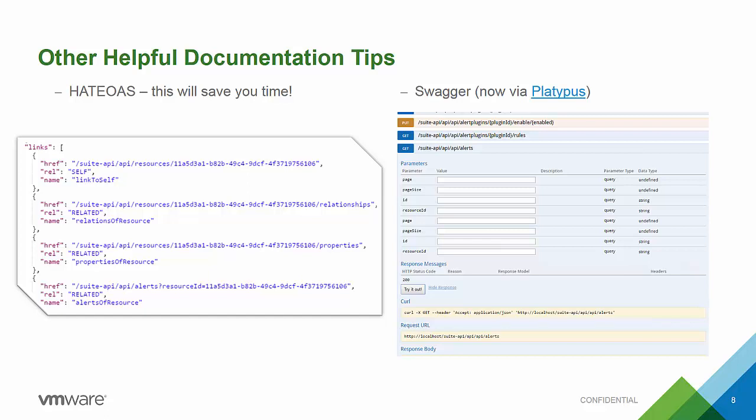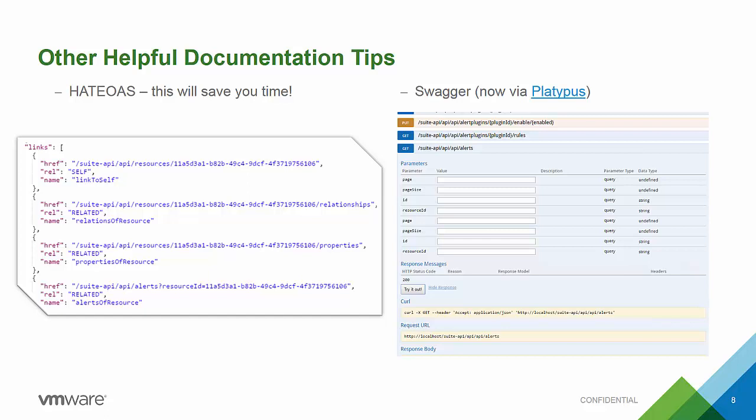Another couple of things that are really helpful are these self-referential links within vROps that help you with the next API call that you may make. For example, and this is called Helios, by the way. It's an abbreviation. Don't ask me what it stands for. I have to look it up every time.